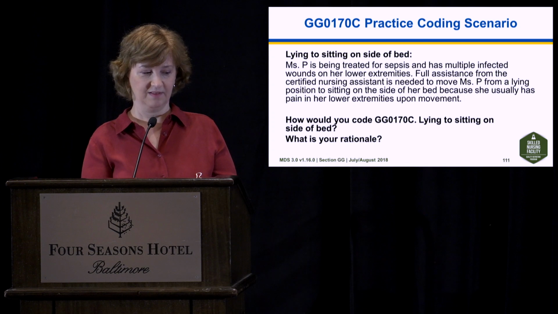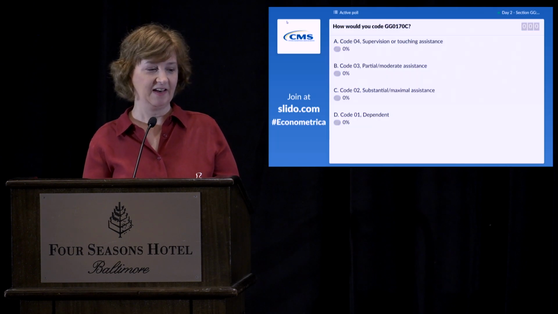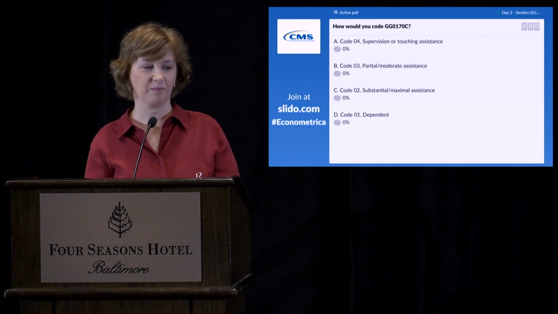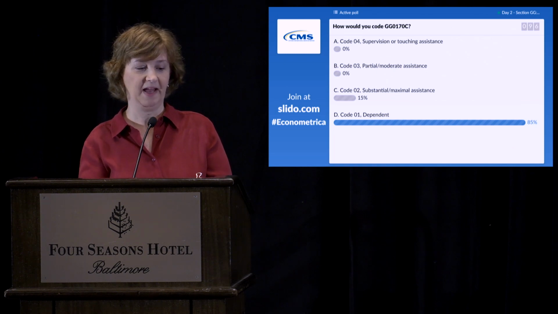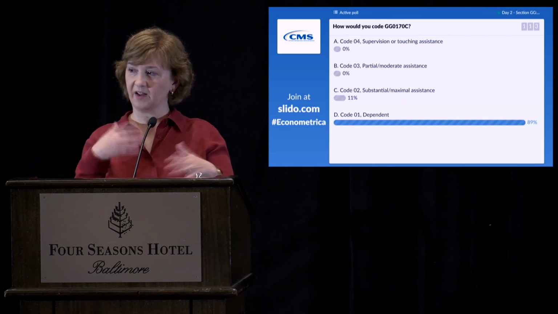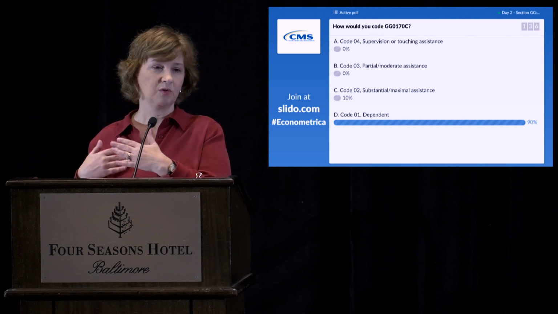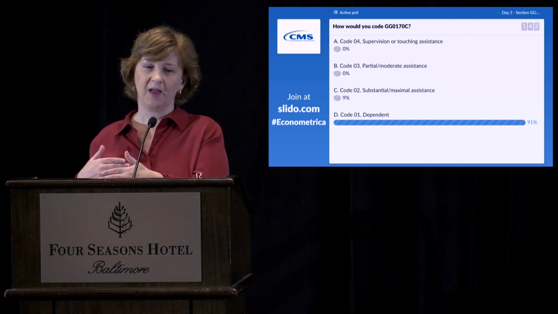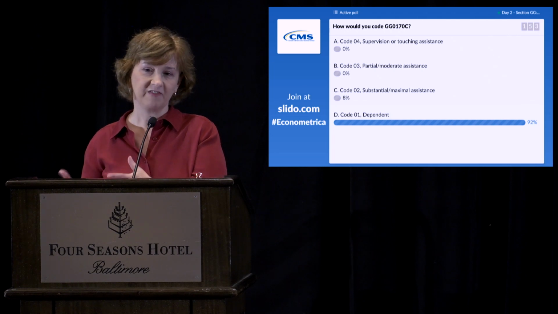So I will let you enter your responses into Slido. So here is the poll. The options that you have are 4 supervision touching assistance, 3 partial moderate assistance, 2 partial maximal assistance, and 1 dependent. So just walking through the decision tree, obviously we're going to be at the bottom end. So you would code 2 substantial maximal assistance if the resident was performing some of the effort.